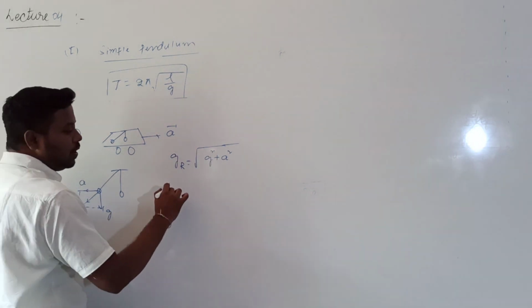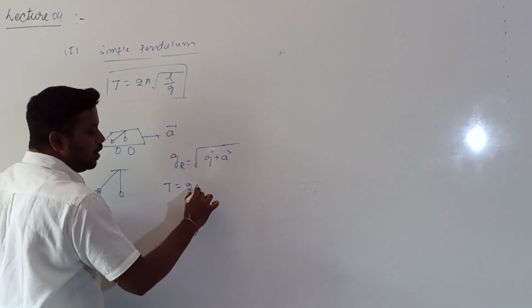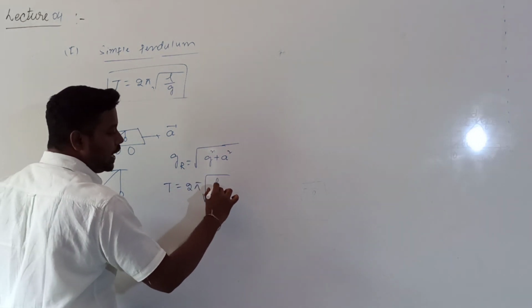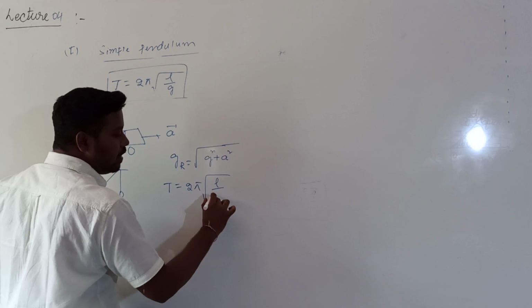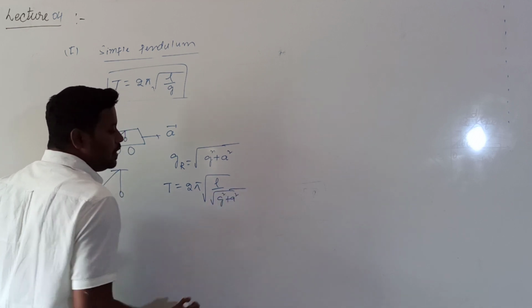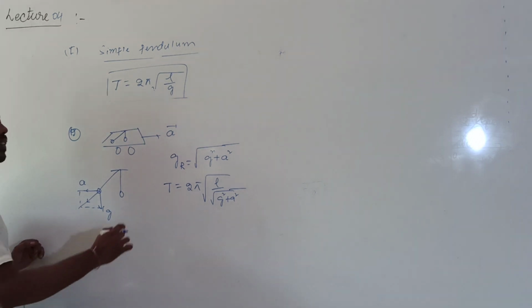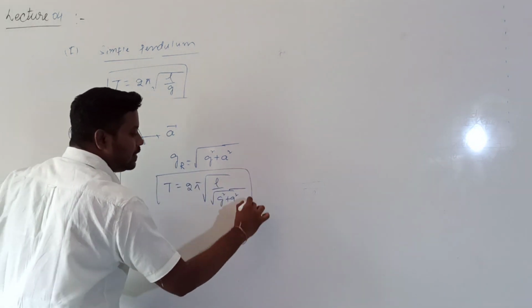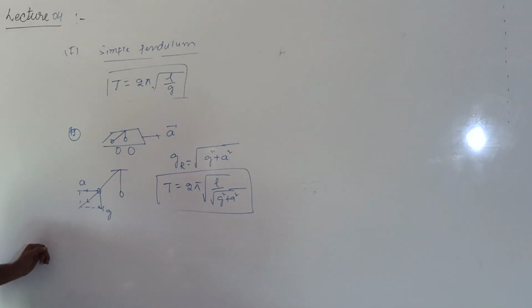Okay, so then what is the time period formula? It will be 2π√(L/g_r), where g_r is given by √(g² + a²). This is the expression for the time period of a pendulum attached to the roof of a car, if the car is accelerating horizontally with an acceleration a.